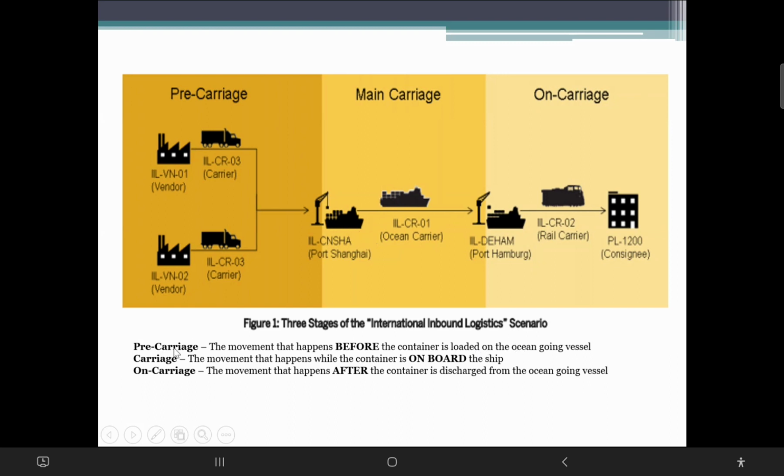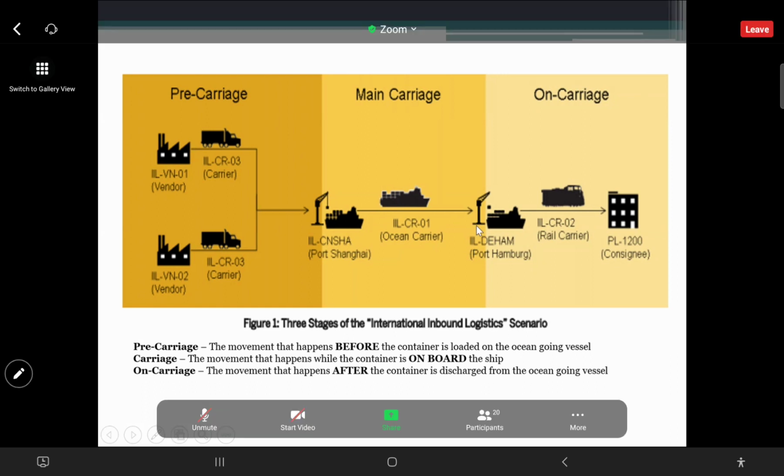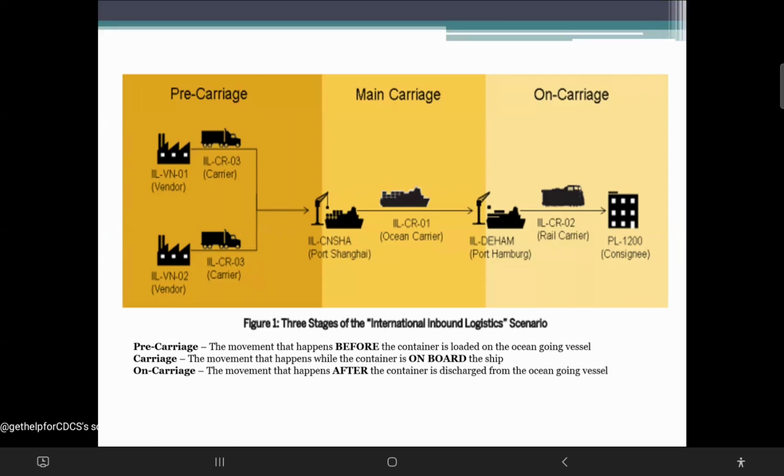So they are all called pre-carriage. And then main carriage, or carriage, means the movement that happens while the container is on board the ship. Once the goods are on board the ship, the movement from this point to this point is called main carriage. Then on-carriage is the movement that happens after the container is discharged from the ocean going vessel. Once the goods are discharged, whatever movement happens from this point to this point is called on-carriage. This is something good to know.